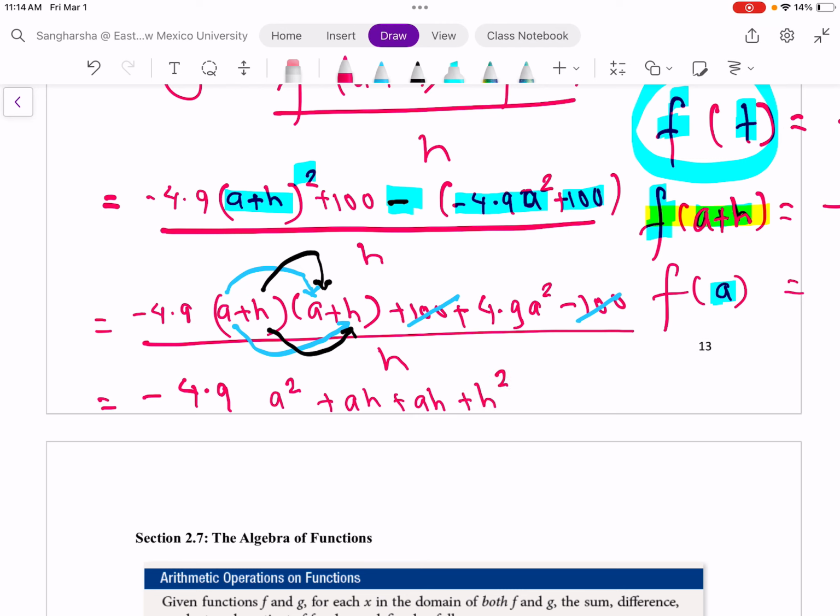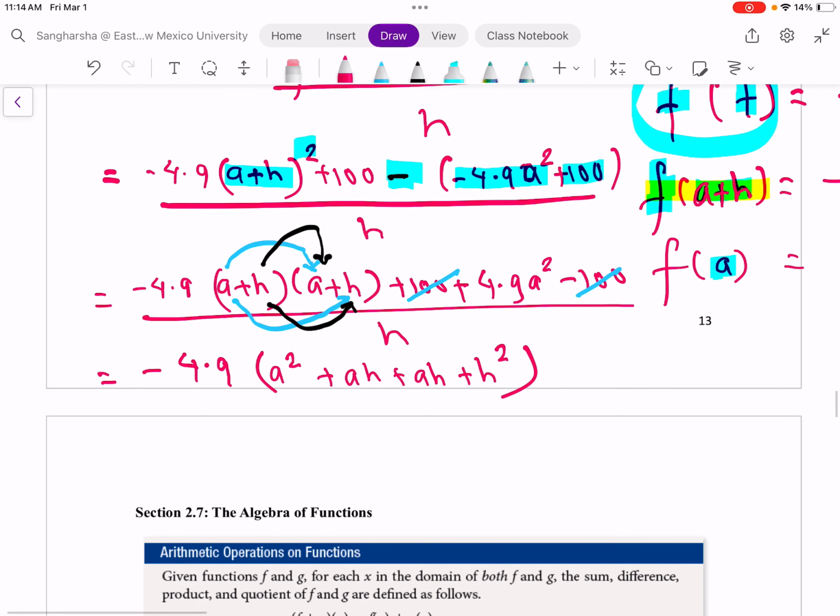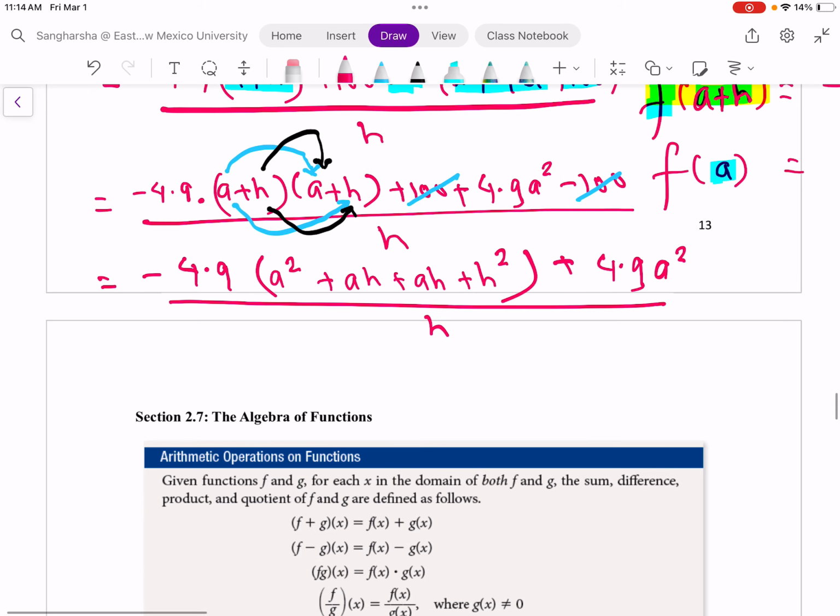Since we have more than two terms, we're going to have parentheses here. We have four terms, so it should be inside parentheses, and we have the product here, positive 4.9 a squared divided by h. We are almost done. Now we distribute negative 4.9.